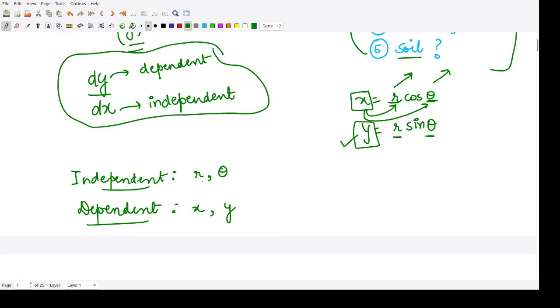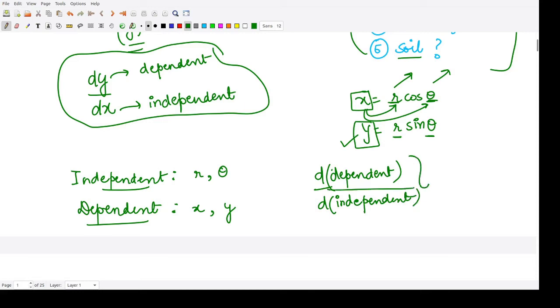So accordingly, you should first know how you can identify these dependent and independent variables. It would be meaningful in this case that you calculate the derivative of the dependent variable with respect to the independent variable.